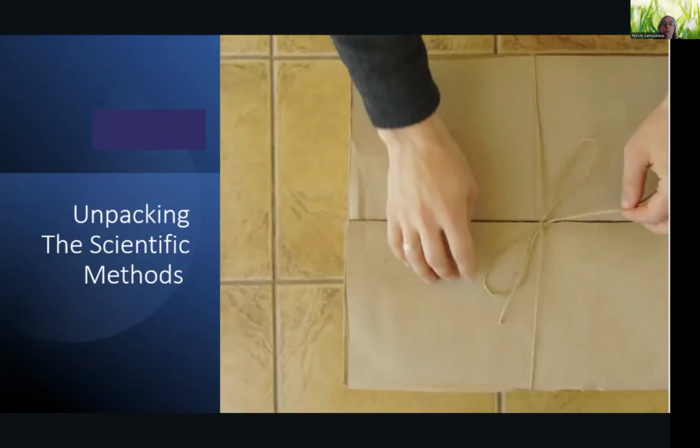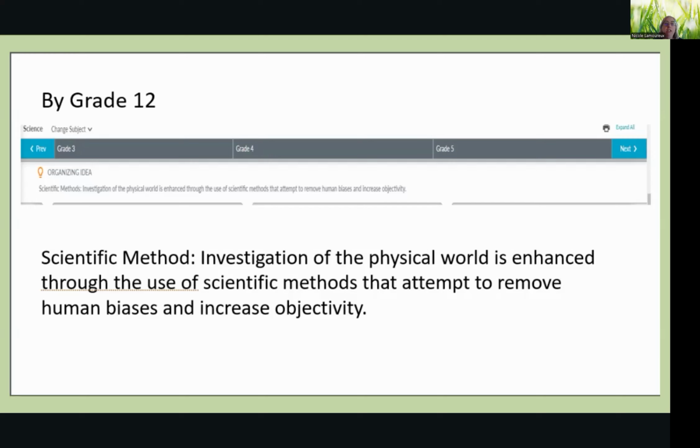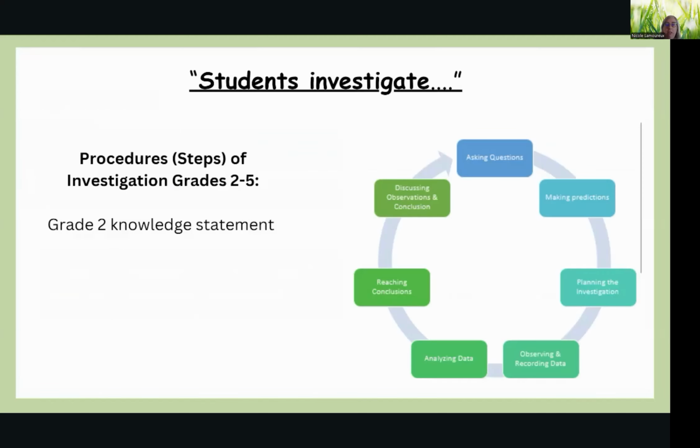So now we're going to look at our curriculum and unpack it before we get into a little bit of processing work. So I know you know the architecture, but I do want to talk to you about the organizing idea. Again, we're gearing towards grade 12 with the organizing idea. So by the end, along the way, we're hoping by grade 12 that students will understand that investigation of the physical world is enhanced through the use of these methods that attempt to remove the human biases and increase objectivity. So that's going to be developed along the way.